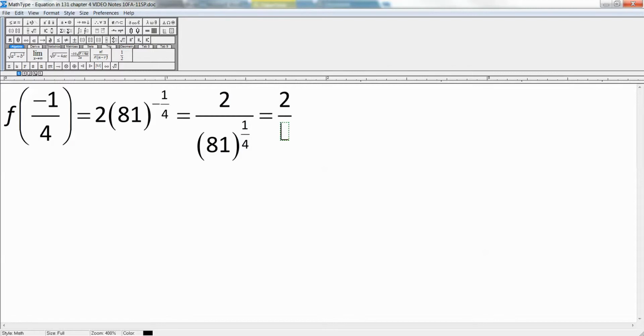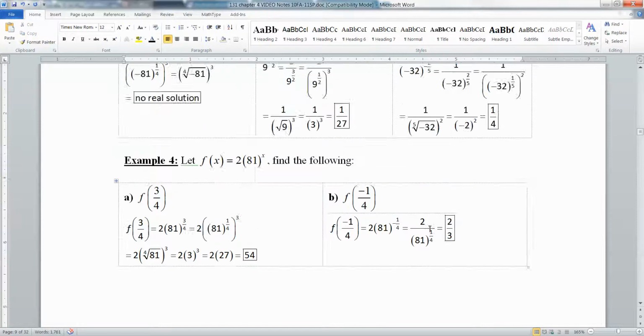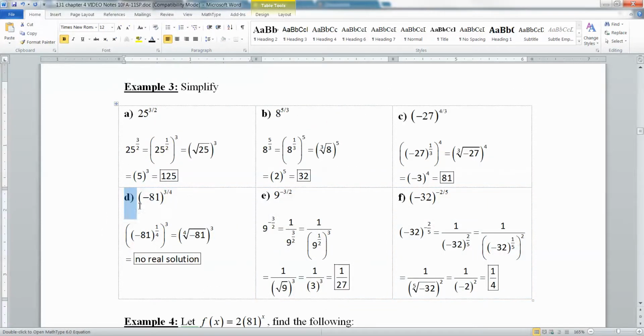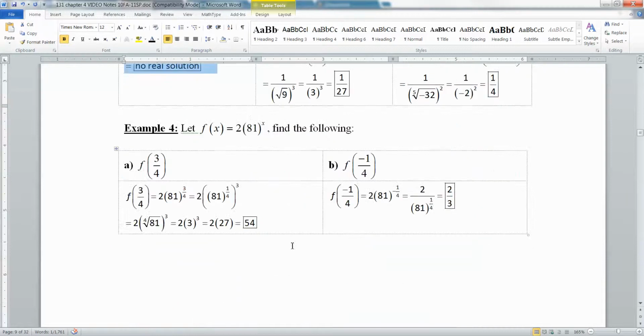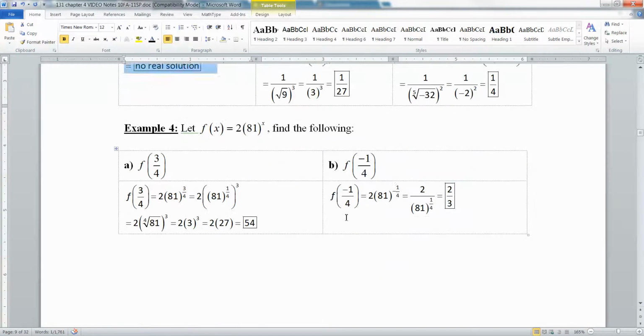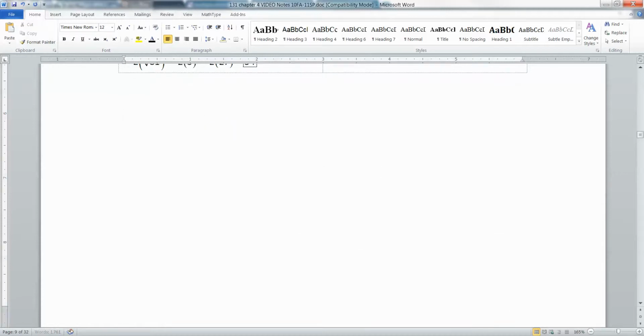This is equal to 2 over, and we just saw this before, that's 3. 81 to the 1/4 is 3. So there you go. And it worked out because 81 was positive. Remember up here, we had one right here, letter D, where 81 was negative, and that didn't work, right? Because even denominator of 4, negative power inside, no good. But down here, it's the negative power, that's okay. You can do that, it just makes a fraction. And then the 81 to the 1/4 worked out beautifully.